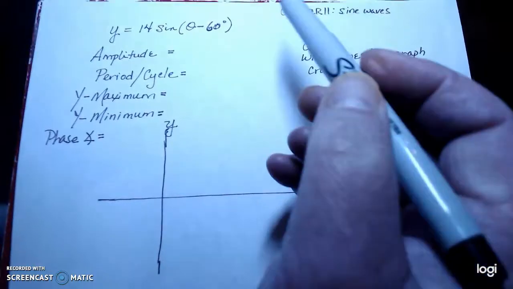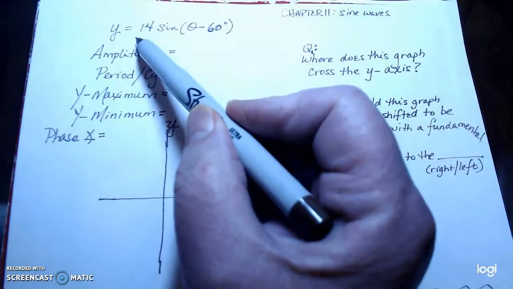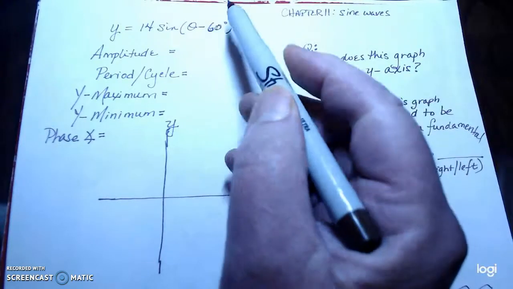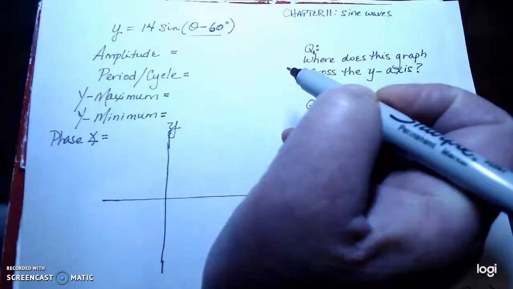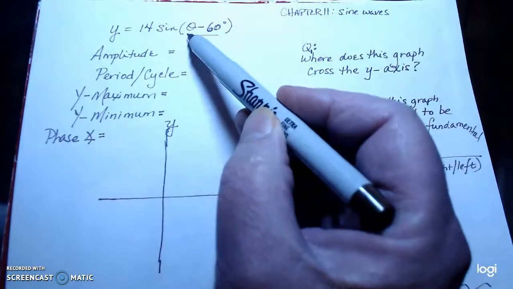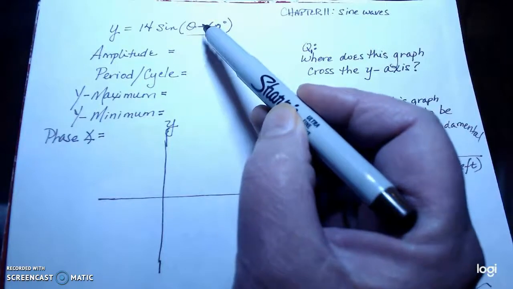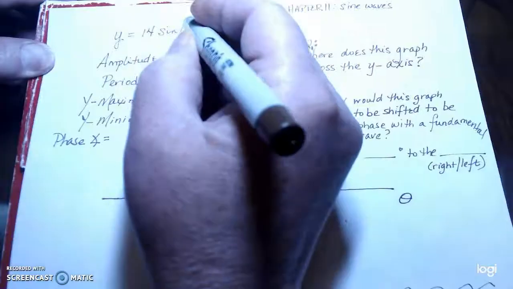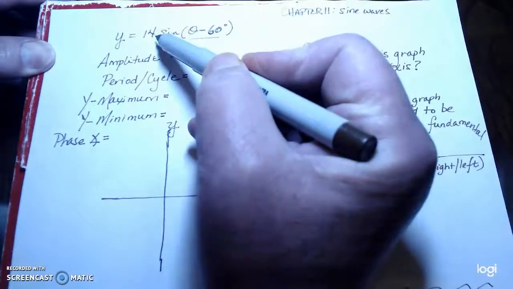So let's go look at this particular function. Y equals 14 sine of theta minus 60. And remember that the theta minus 60 is called the argument, and if there are parentheses around it, your sine function is operating on the entire theta minus 60. So you should be able to tell just from looking at the function what the amplitude is. And in this case, the amplitude, capital A, is 14, this multiplier out front.